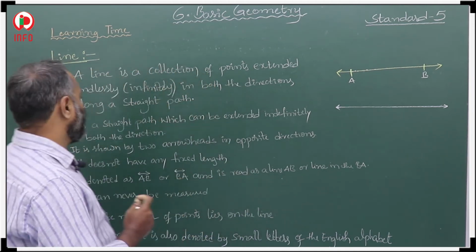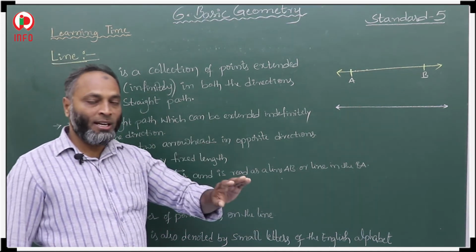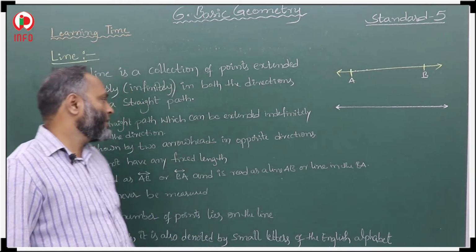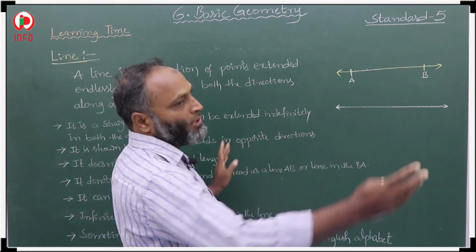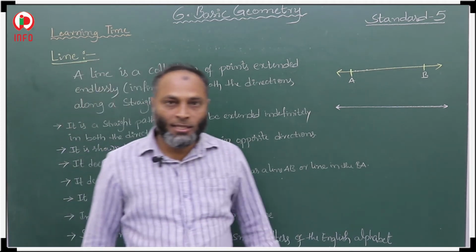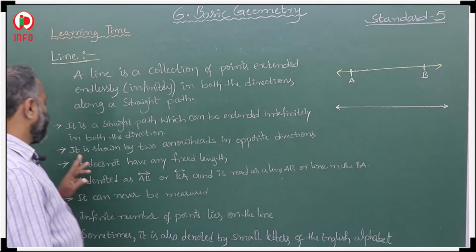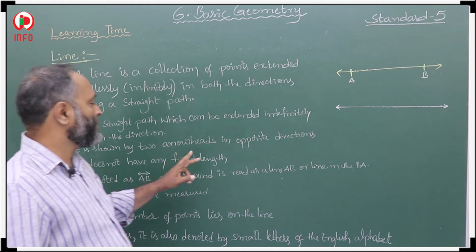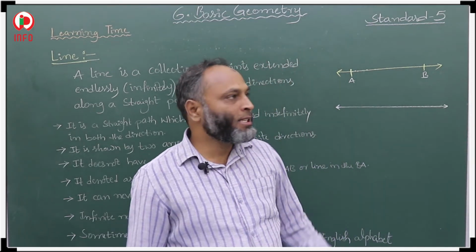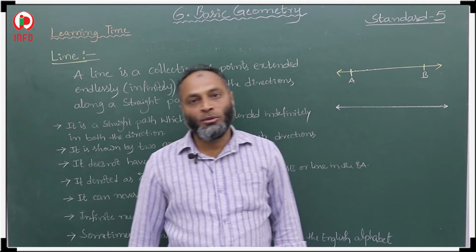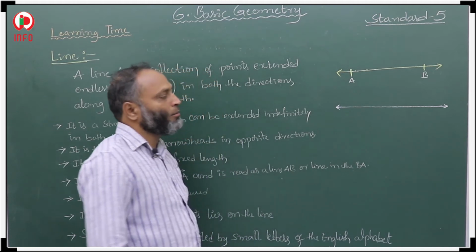And what are the properties of a line? First, a line is a straight path which can be extended infinitely in both directions. Second, it extends infinitely in both directions. It is shown by two arrowheads in opposite directions. One arrowhead is in this direction, the other is in the other direction. We keep both arrowheads in opposite directions.